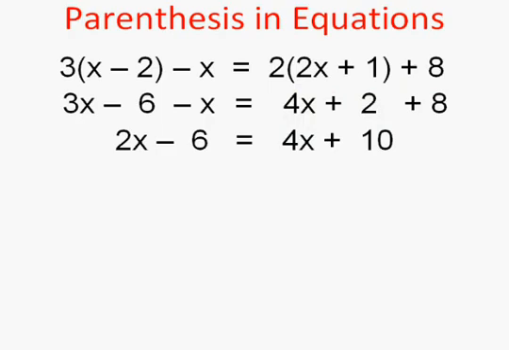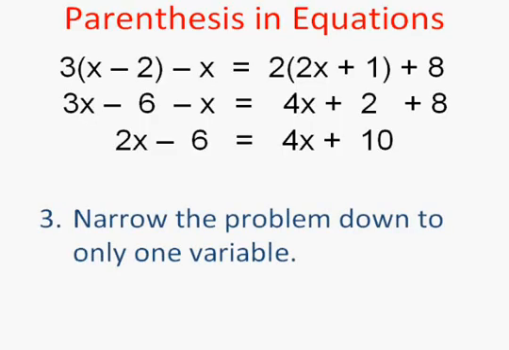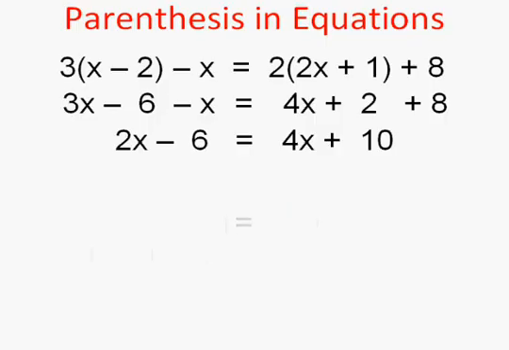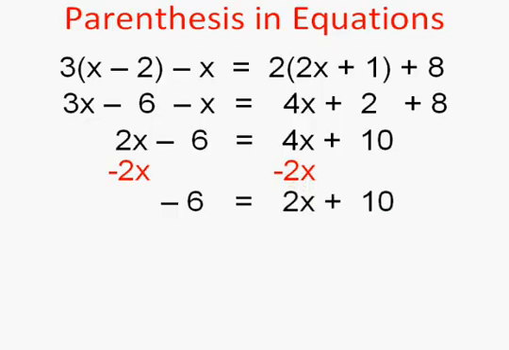Now we need to narrow the problem down so that there's only one variable. And I like to get rid of the smaller one. So in this case, on each side, I'll subtract 2x. And I get minus 6 on the left side and 2x plus 10 on the right side. And now I only have one variable, and we get that variable alone.